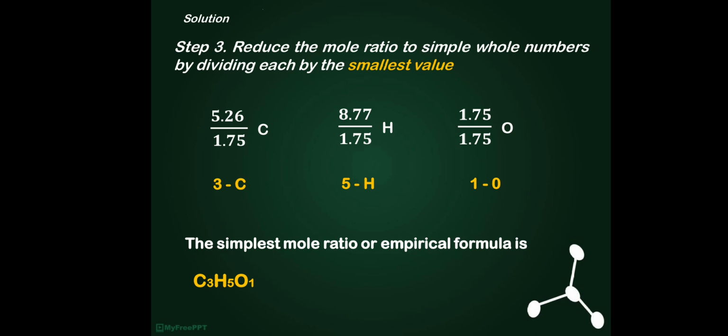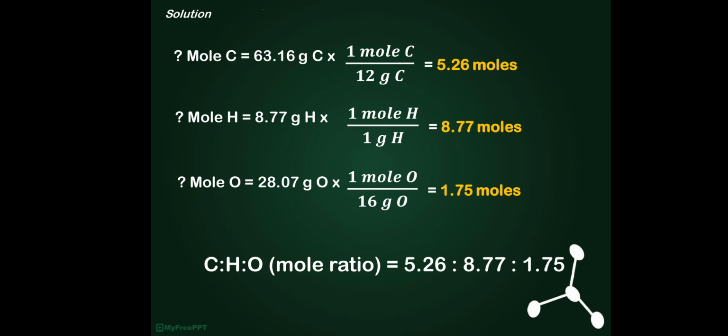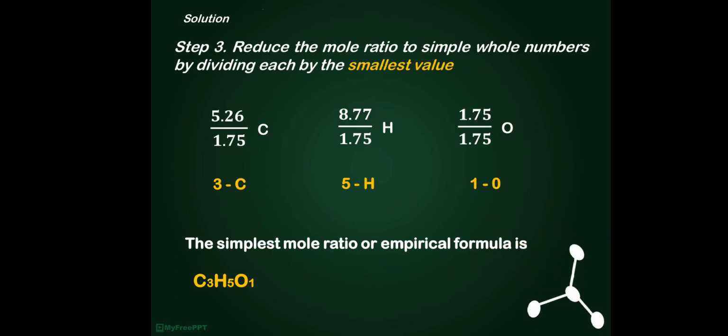So 5.26 divided by 1.75. Okay, where do we get 1.75? Of course, the instruction: divide it into the smallest value. And what is the smallest value here in the mole? The 1.75, yung mole ng oxygen. So you have to divide it into the smallest value. 5.26 divided by 1.75 is equals to 3. And 8.77 divided into 1.75 is equals to 5. 1.75 divided by 1.75 is equals to 1.